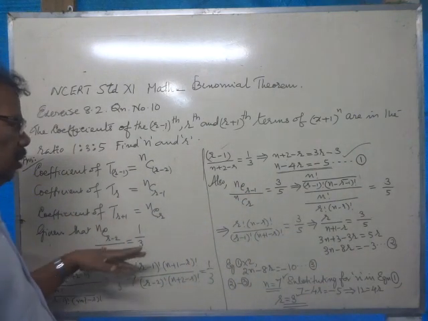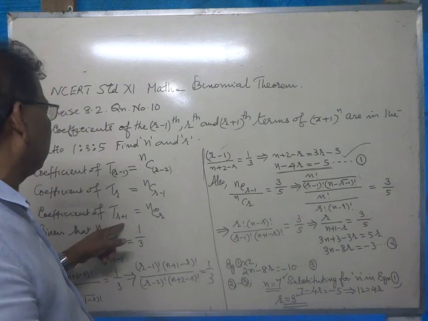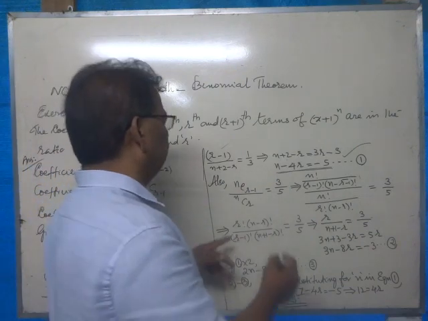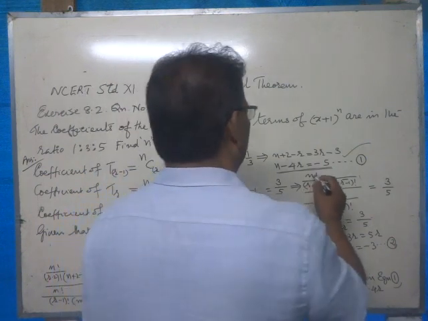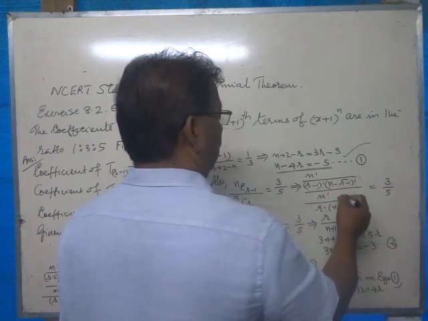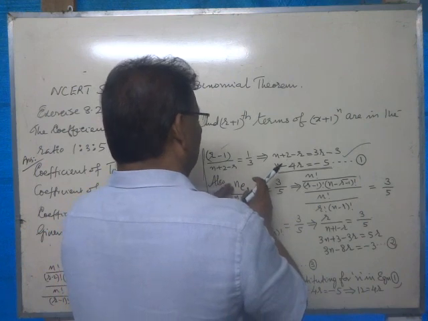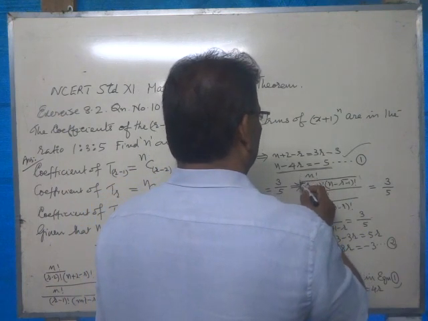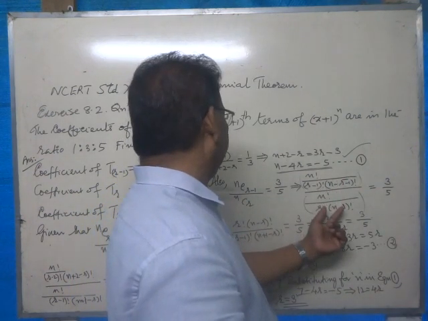And it is given that the ratio of the coefficients of the rth term and the (r+1)th term, that is nC(r−1) by nCr, is equal to 3/5. On simplifying, n factorial divided by (r−1) factorial into (n−r+1) factorial. In the second case, it is the ratio of the coefficient of the rth term to the coefficient of the (r+1)th term.